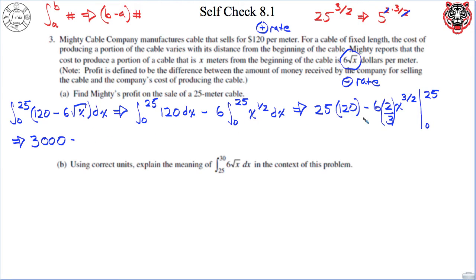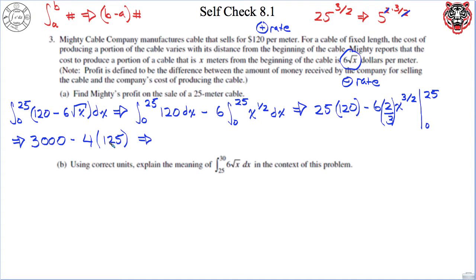So this is going to be, and I'm going to simplify this too, 6 times 2/3. 6 divided by 3 is 2. 2 times 2 is 4. So this is going to be minus 4 times 125. Again, I explained where the 4 came from. That's 6 times 2/3. And the 125 came from up here when you simplify 25 to the power of 3 halves. All right, so this is going to turn into 3,000 minus 4 times 125.